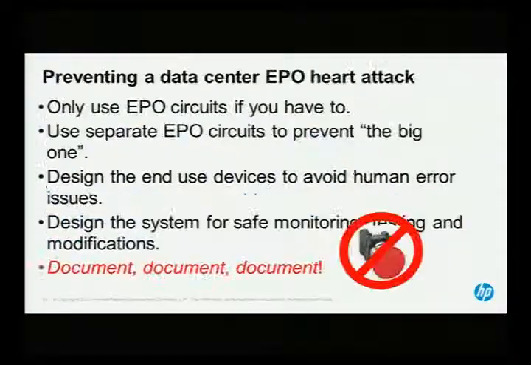So, how do you prevent a heart attack in the data center? Use only EPO circuits if you have to. Separate the EPO switches to prevent the big one, to take the whole data center down. Design the end-use devices to avoid human error issues. We talked about the covers, we talked about the switches. Design the system to be safe for monitoring and modifications, and then document, document, and document. All right, the more documentation you have on the EPO circuit, the longer your data center is going to live.